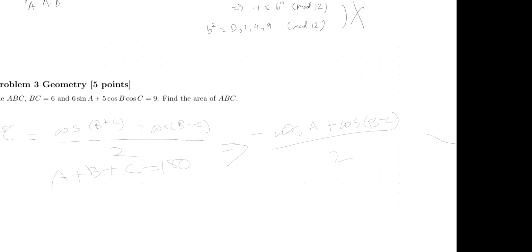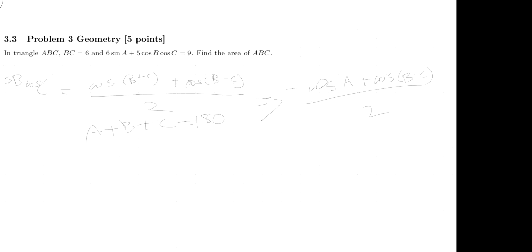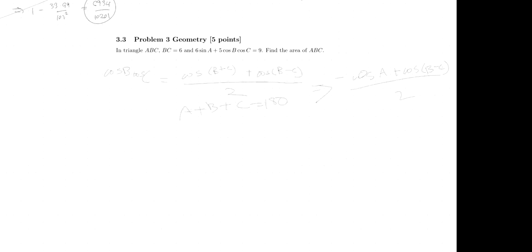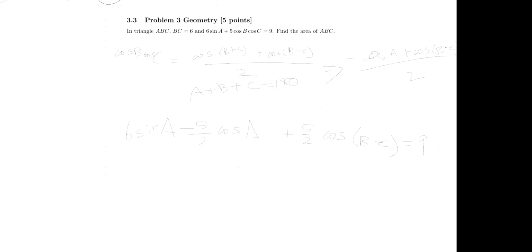So now we can substitute this back into our original equation. Okay, so we have 6 sine A minus 5 over 2 cosine A plus 5 over 2 cosine of (B minus C) equals 9. So we just substituted that back into the original. So now we want to simplify this.